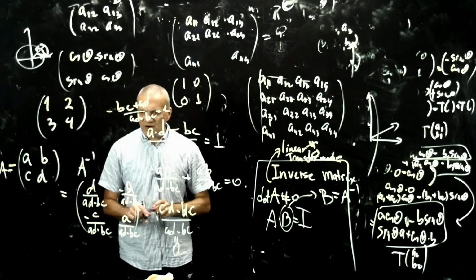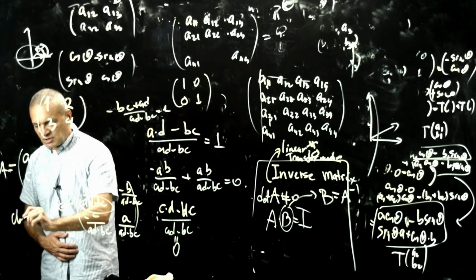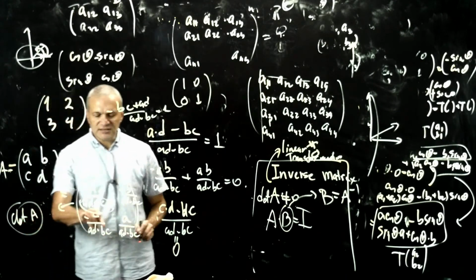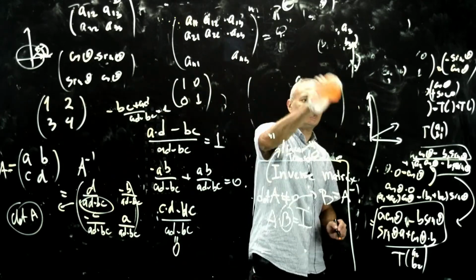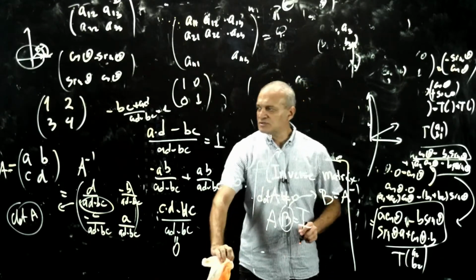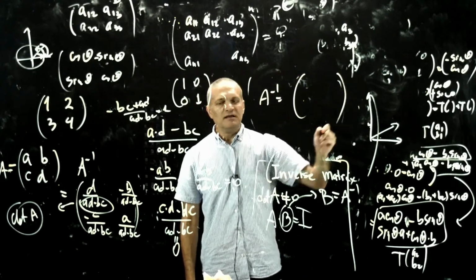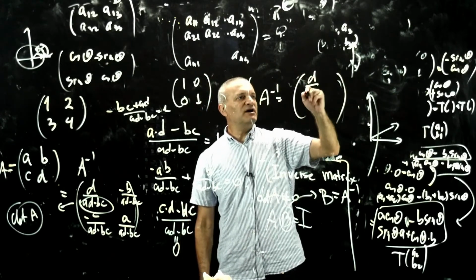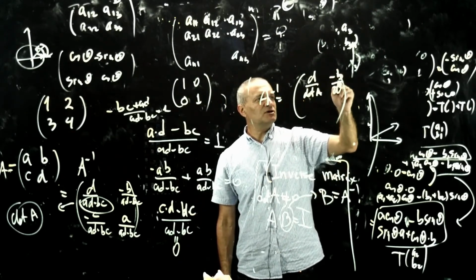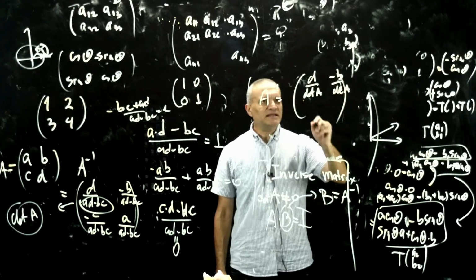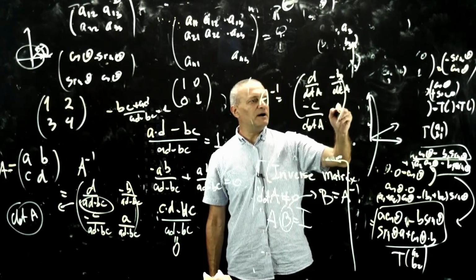Now, observe that AD minus BC is the determinant of this matrix, so the determinant of A. We could actually write this in a little bit more compact fashion. We could say that the inverse matrix of A, B, C, D is as follows. It's going to be D divided by the determinant of A, then minus B divided by the determinant of A, then minus C divided by the determinant of A, and then A divided by the determinant of A.